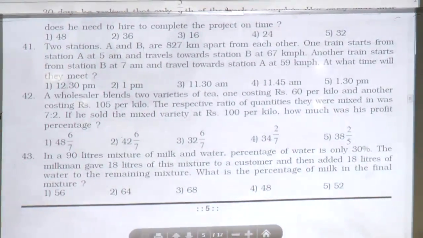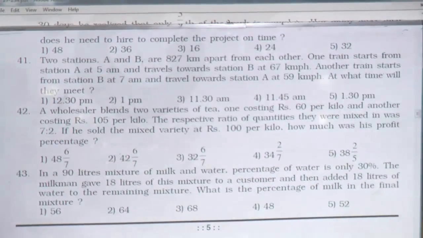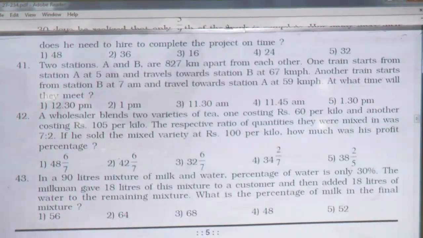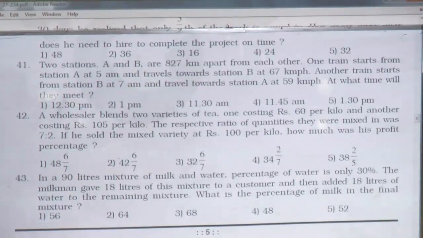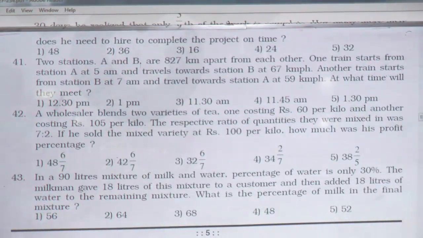A wholesaler blends two varieties of tea, one costing 60 rupees per kg and another costing 105 rupees per kg. The respective ratio of the quantities they were mixed was 7:2. So 7 kgs from the first variety and 2 kgs from the second variety. Total how many kgs quantity we have? 9. If he sold the mixed variety at 100 rupees per kg, how much will he get by selling 9 kgs? 900 rupees. So total selling price is 900.